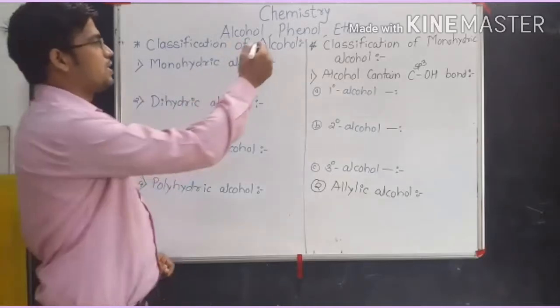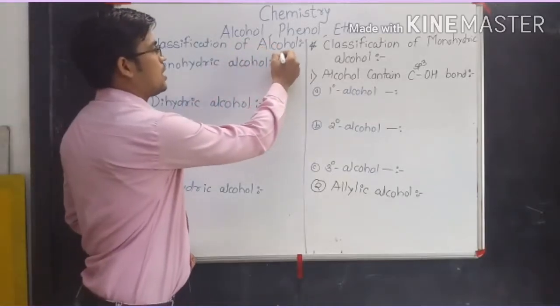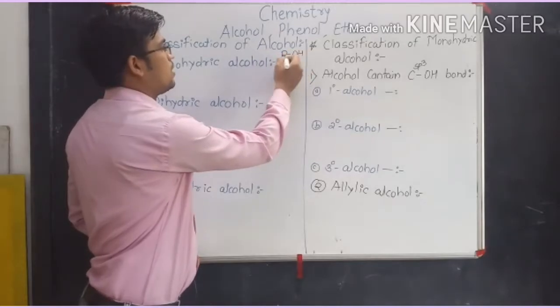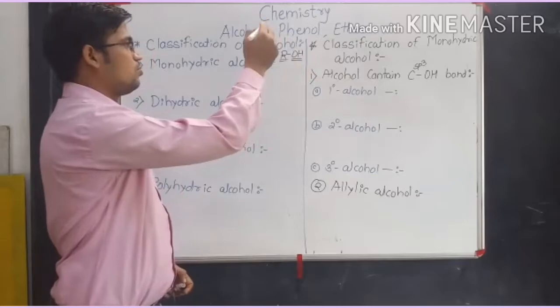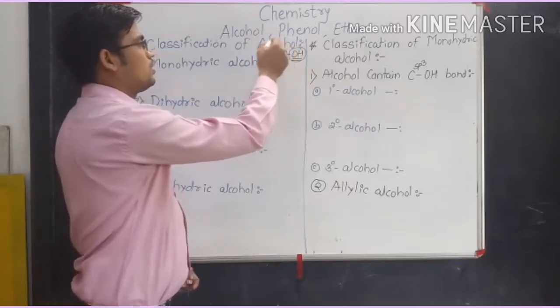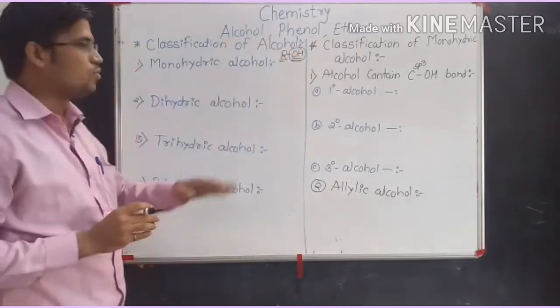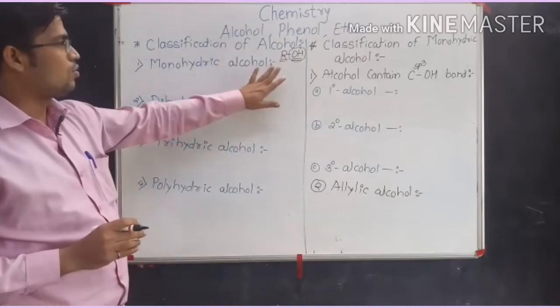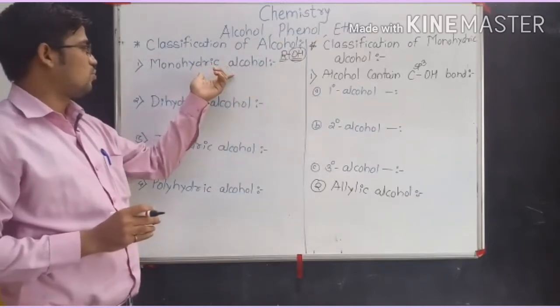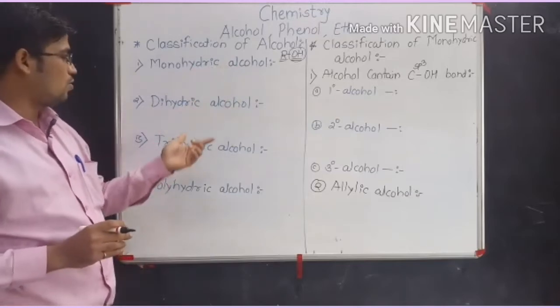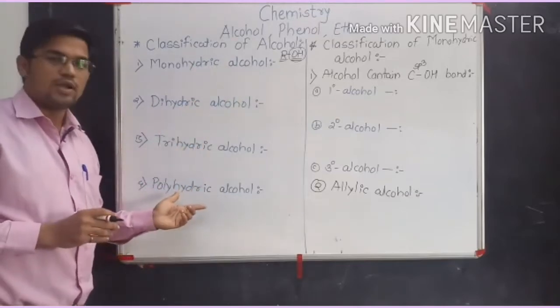The general representation of alcohol is ROH. Here R is an alkyl group and OH is a hydroxyl group. Depending upon the number of hydroxyl groups in the alcohol, we classify it into different types. First is monohydric alcohol, then dihydric alcohol, trihydric alcohol and polyhydric alcohol.